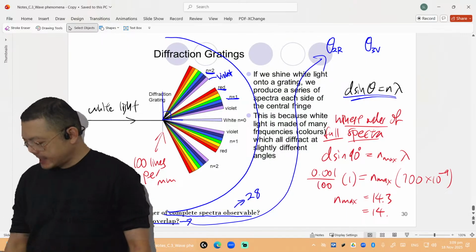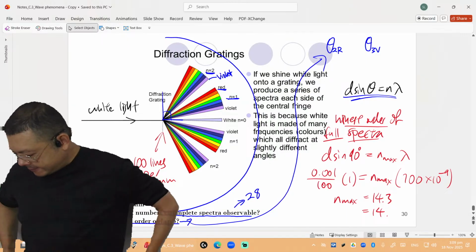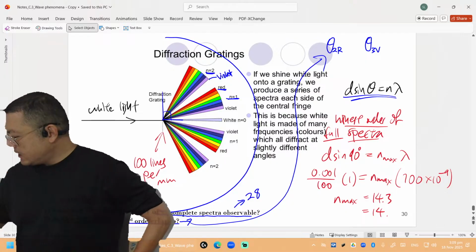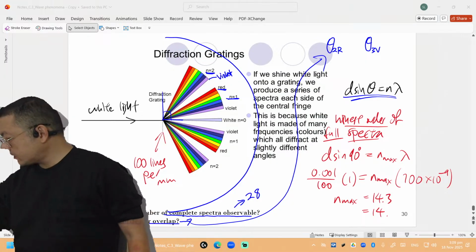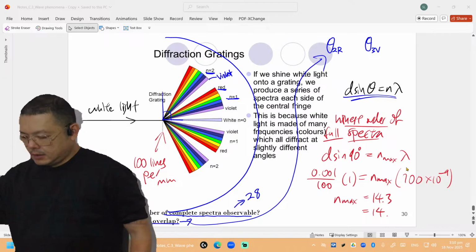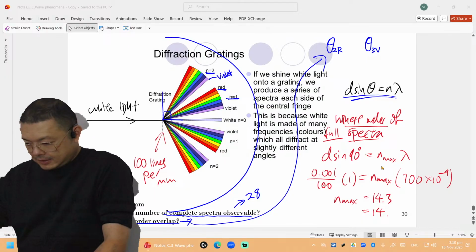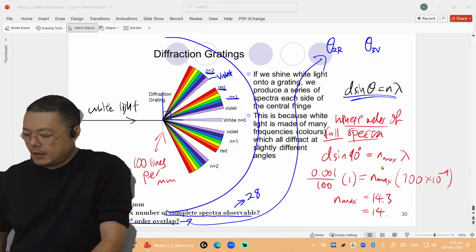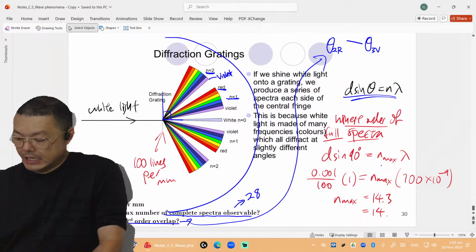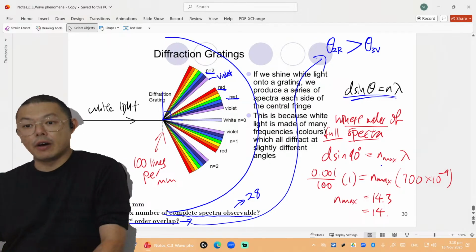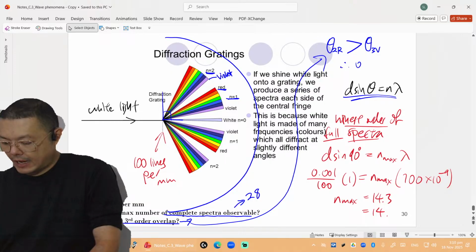Check the red of the second order and check the violet of the third order, and then let me know whether or not. So you're saying that the red of the second order, the angle is more than the violet of the third order, and therefore it overlaps. Okay, good. There you go. Right. So yeah.